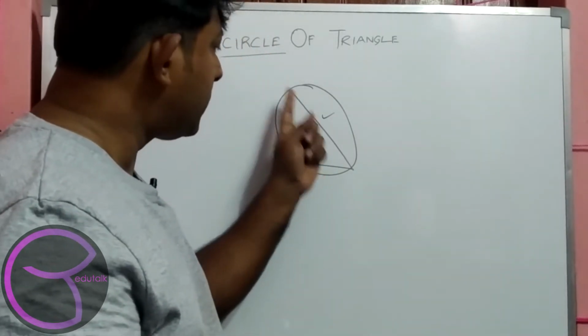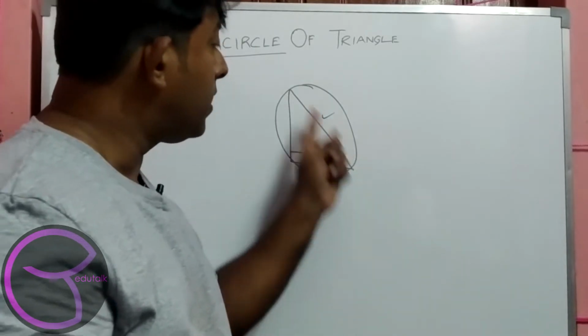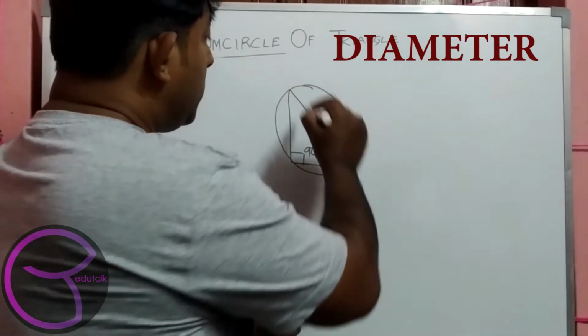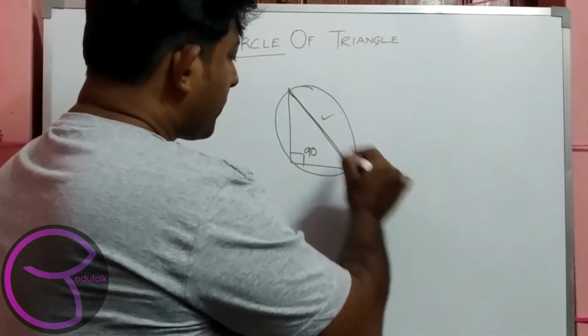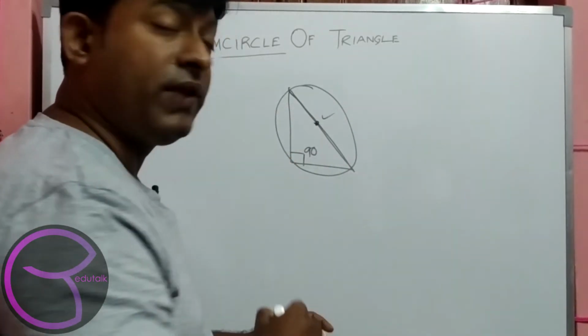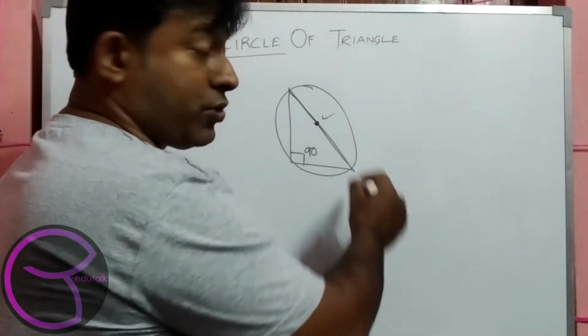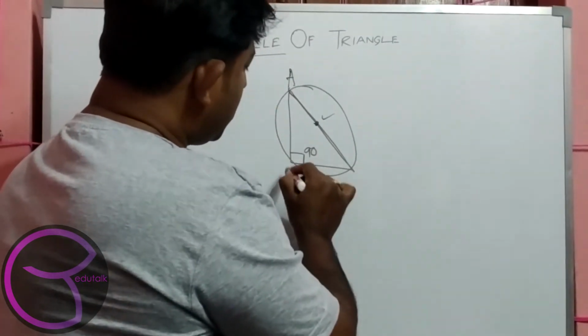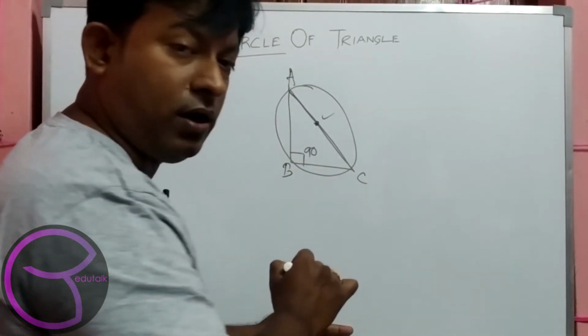Actually, this hypotenuse is becoming the diameter of that circle. Diameter means this is the diameter, and obviously the center would be the midpoint of the diameter. That means the hypotenuse.